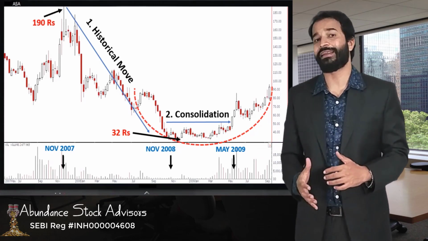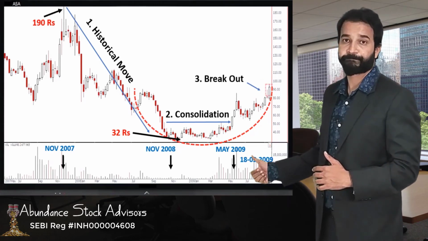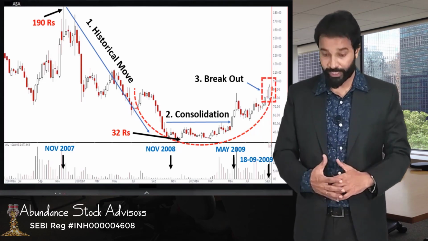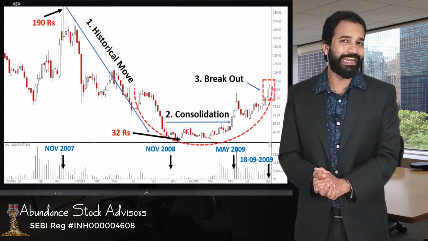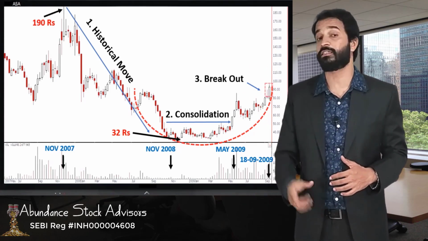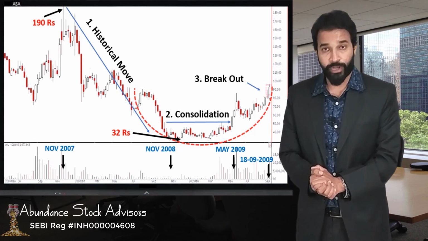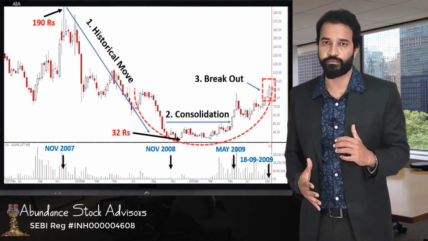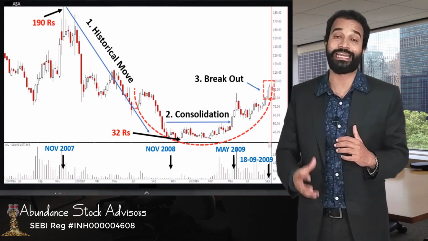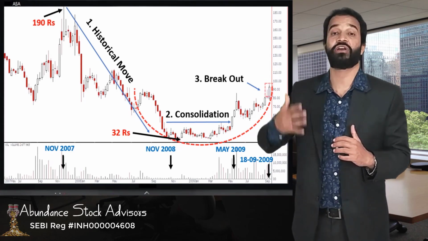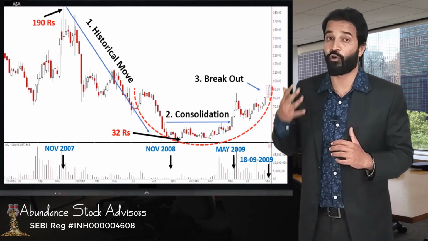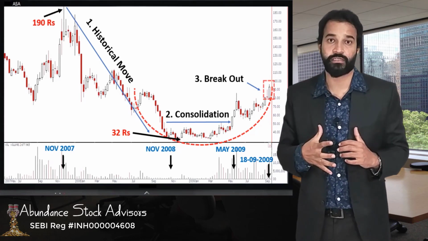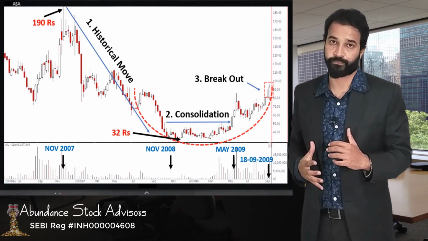Now the third element in this pattern is a breakout. So breakout is seen as a huge candle on the charts with some heavy volumes. It indicates that the stock has come out of its consolidation zone. So on 18 September 2009, Escorts India showed a breakout with heavy volumes, approximately 1 crore 18 lakhs, which is much, much higher than the regular daily volumes. It was a clear indication that investors had come back into this counter.